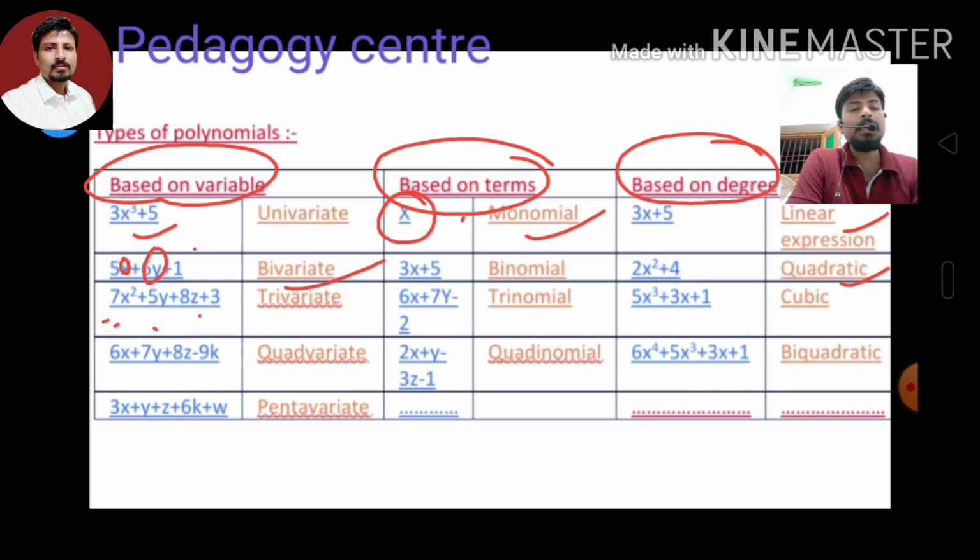If any polynomial expression has degree 3, it is considered a cubic polynomial. If it is of 4th degree, that is called a biquadratic polynomial.